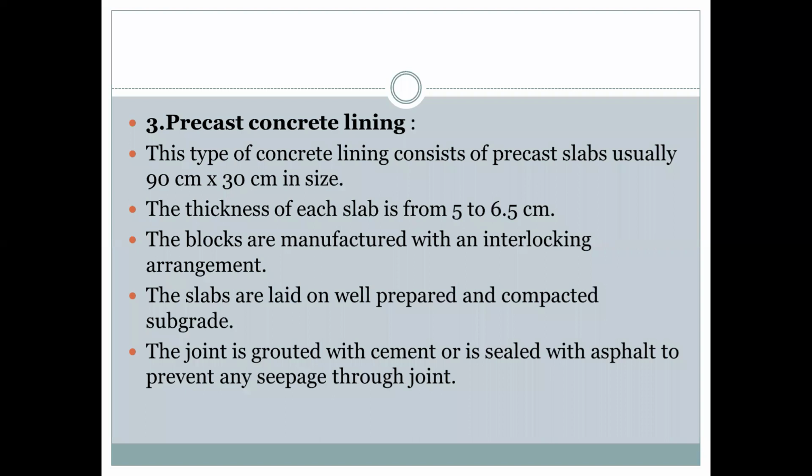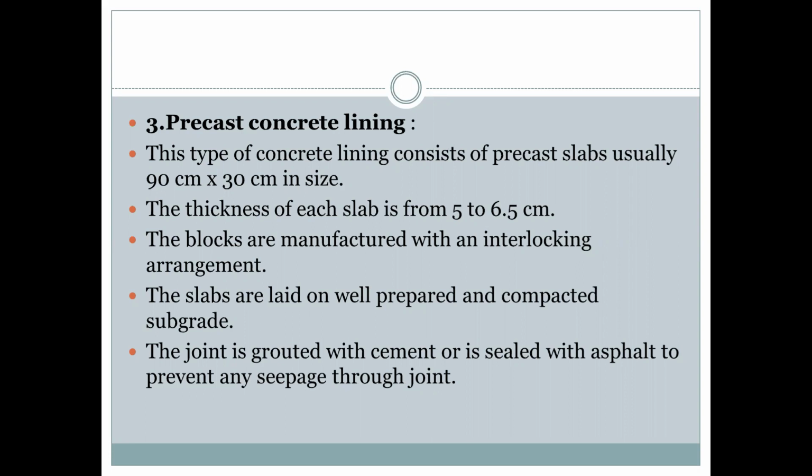In concrete lining, we cast the concrete at the site. In precast concrete lining, the slabs of the canal are cast in precast units. These precast slabs have size 90 centimeter by 90 centimeter by 30 centimeter. These are the sizes of the precast slabs, which are laid one by one. The thickness of each slab is 5 to 6.5 centimeter.